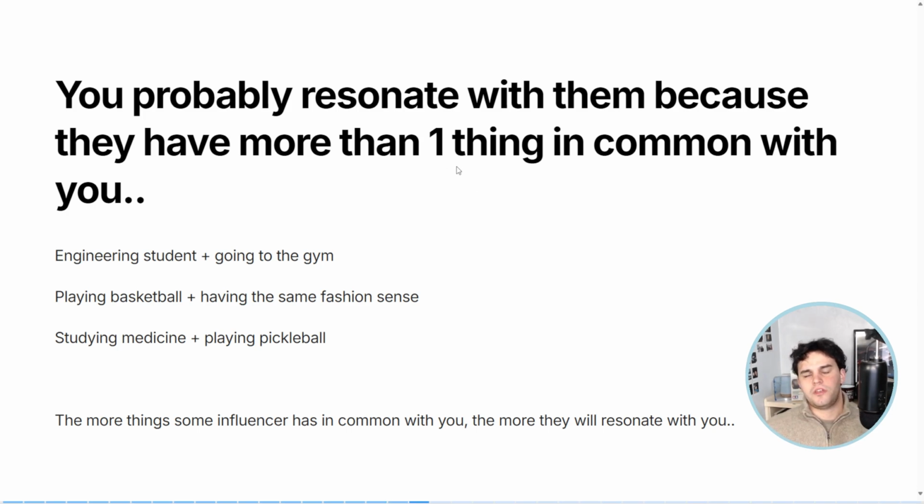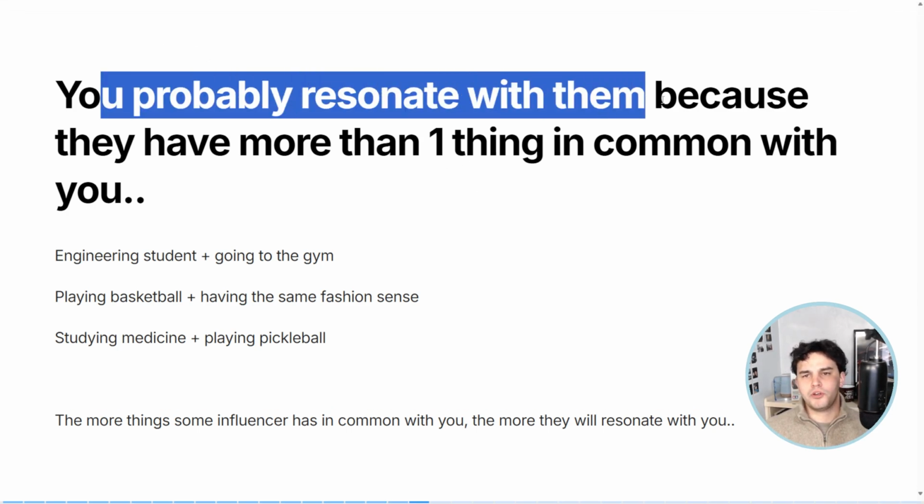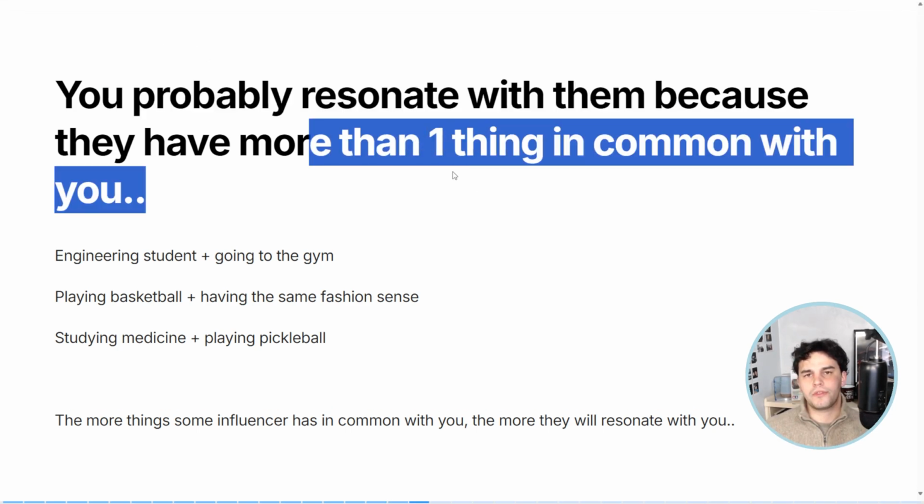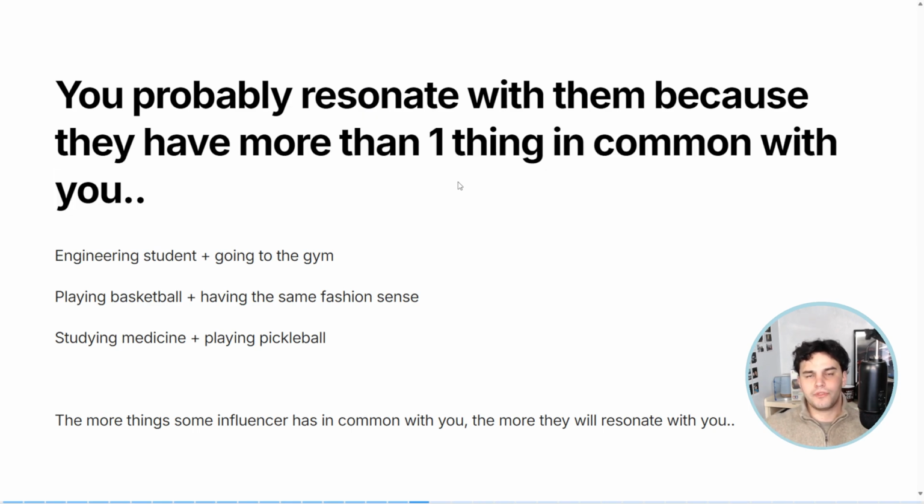Now, what you'll notice is that you probably resonate with them because they have more than one thing in common with you. And if they have multiple traits in common with you, then you're more likely going to resonate with that person. So I'll give you some examples of some combinations or personality traits that you may resonate with in some social media influencers. You might be an engineering student and you go to the gym as well.